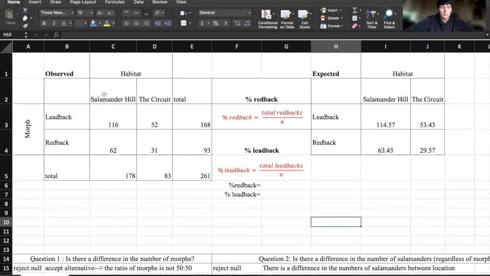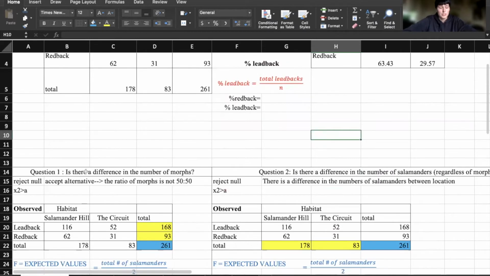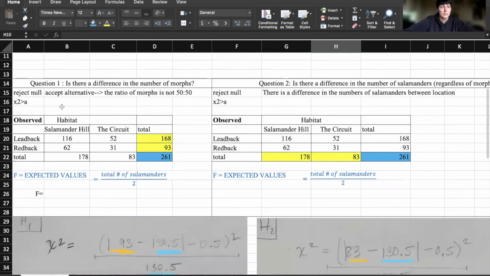So we're going to answer four questions. Three of the questions we're going to answer using chi-square analysis, and the fourth one is the long-term data set that VCU does with the University of Richmond. So the first question is right here: is there a difference in the number of morphs?